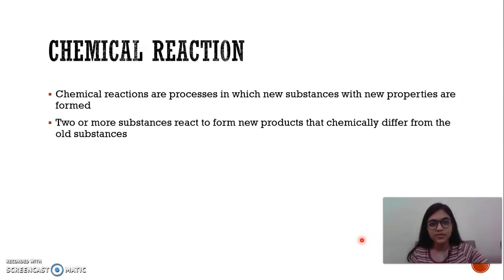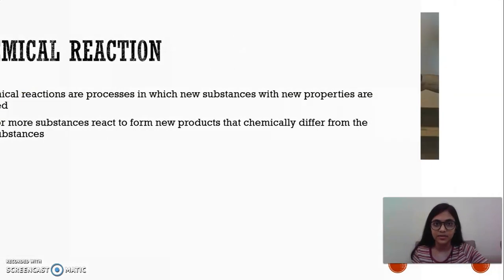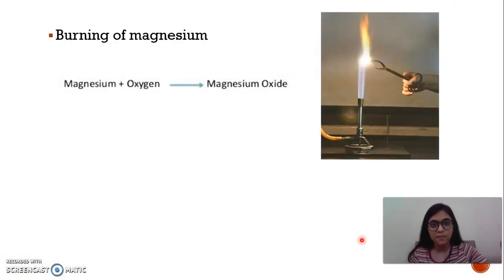To explain this further, let me use the help of an example. The burning of magnesium. As you can see in this image, magnesium burns with a dazzling white light in the air. Magnesium reacts with oxygen in the air to form a completely new product known as magnesium oxide, which occurs in the form of a white powder.